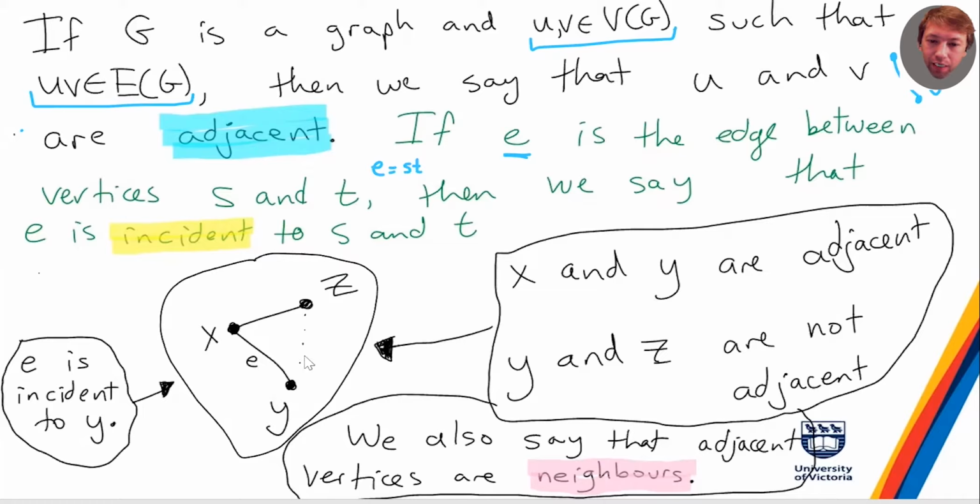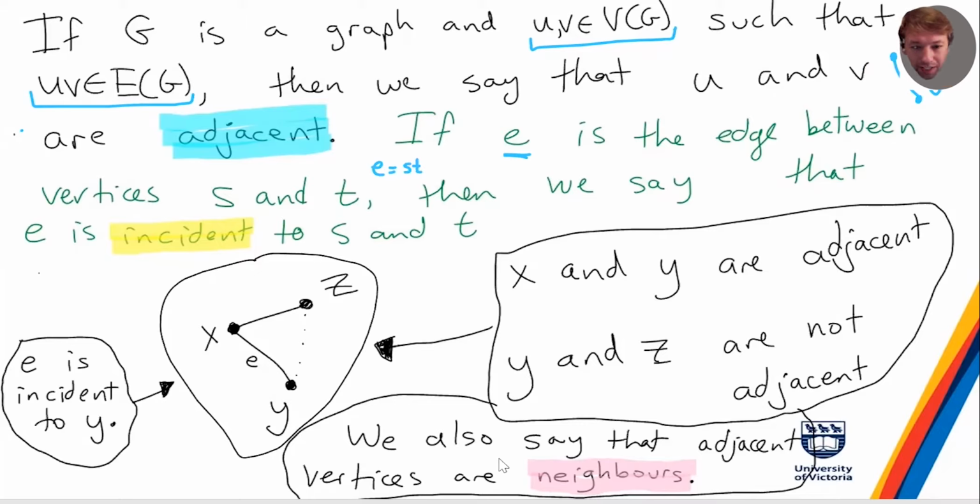Y and Z are not adjacent because there's no edge between them. And now, another way of saying the same thing as adjacent, it's sometimes convenient to say that adjacent vertices are neighbors. So if I say pick a vertex V and pick a neighbor of V, that means pick a vertex which is adjacent to V.